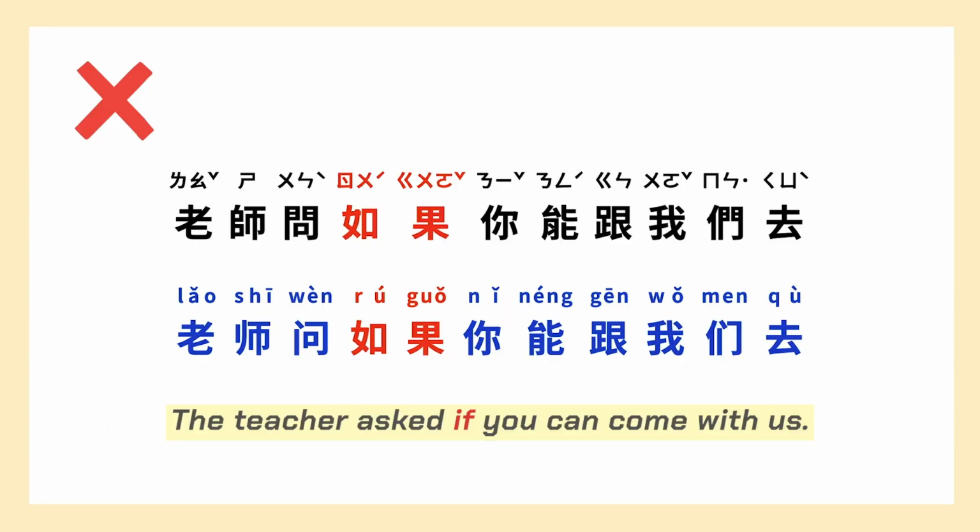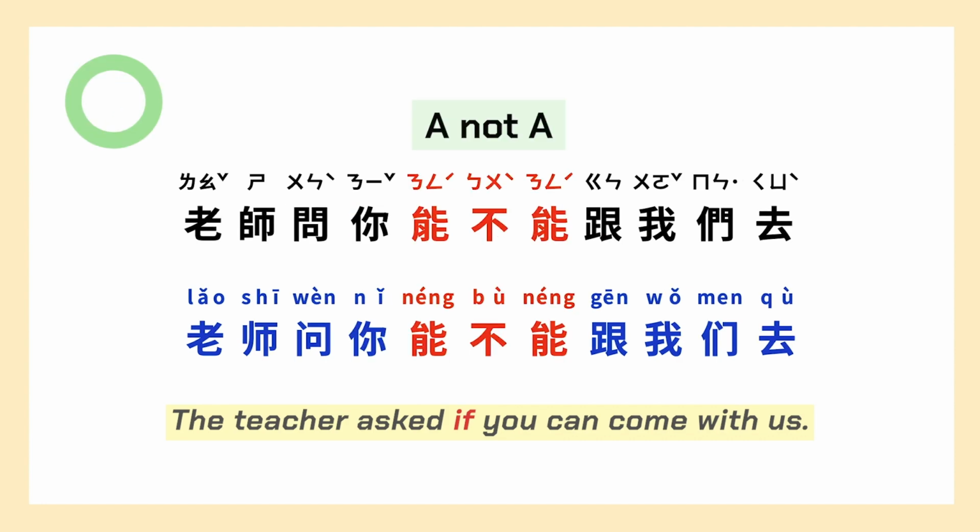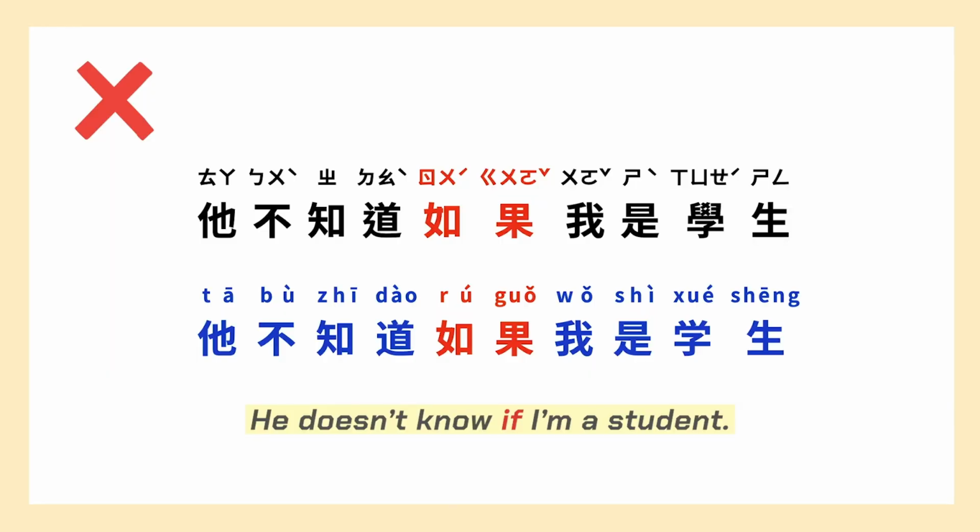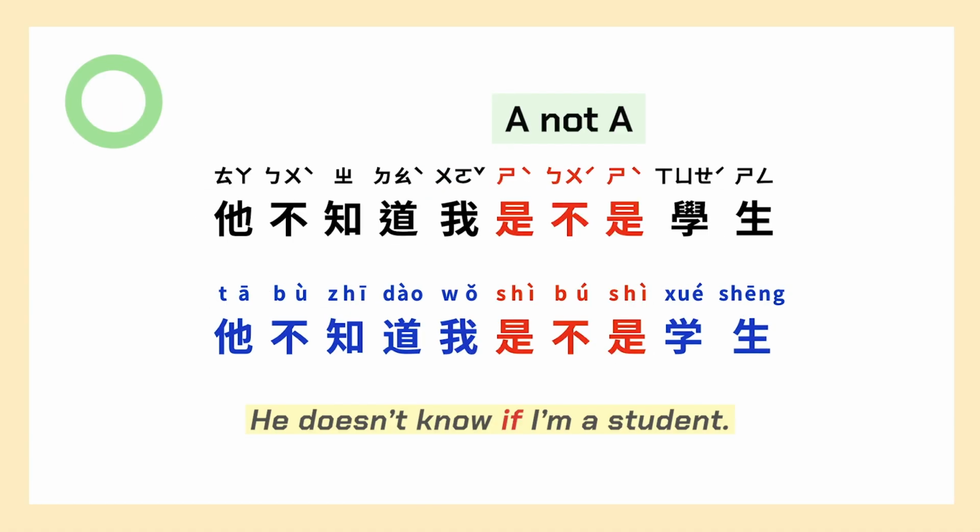Try to correct this one. 老师问如果你能跟我们去。The teacher asked if you can come with us. Yes, it should be 老师问你能不能跟我们去。Now try to correct this one. 他不知道如果我是学生。He doesn't know if I'm a student. How would you say this correctly? Yes, it is. 他不知道我是不是学生。Okay, now that you got all of them right, let's move on to the next common mistake.